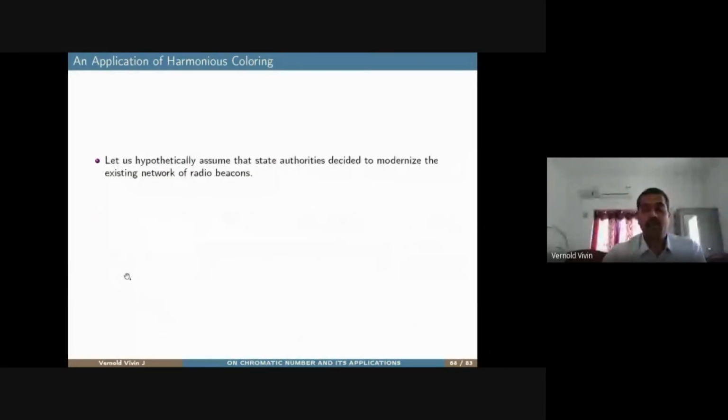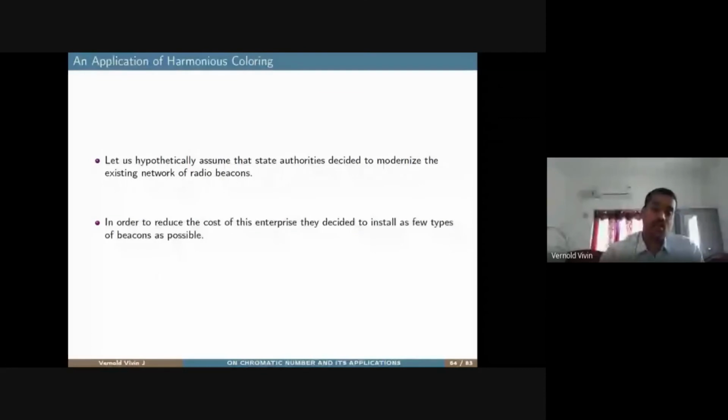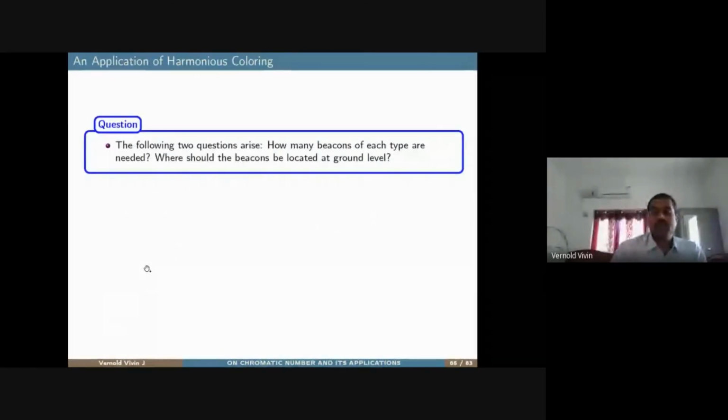So let us hypothetically assume that the state authorities decided to modernize the existing network of radio beacons. In order to reduce the cost of this enterprise, they decided to install as few types of beacons as possible. The following 2 questions arise. How many beacons of each type are needed? Where should the beacons be located at ground level? So we are going to install beacons.